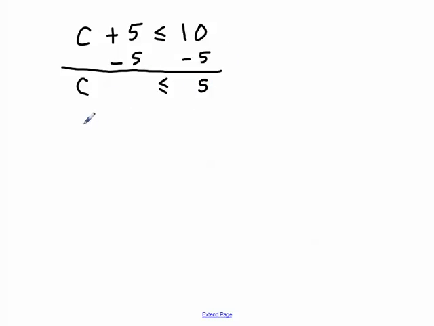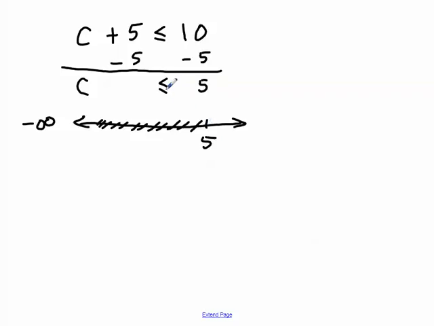Alright, so from here, well, we've done this before. Set up our number line. Here's our 5, our border on the right side. Our solution set is c less than or equal to 5. Where do we go over here? Well, we go to negative infinity, so that's our border over here. What's our border over here? 5.